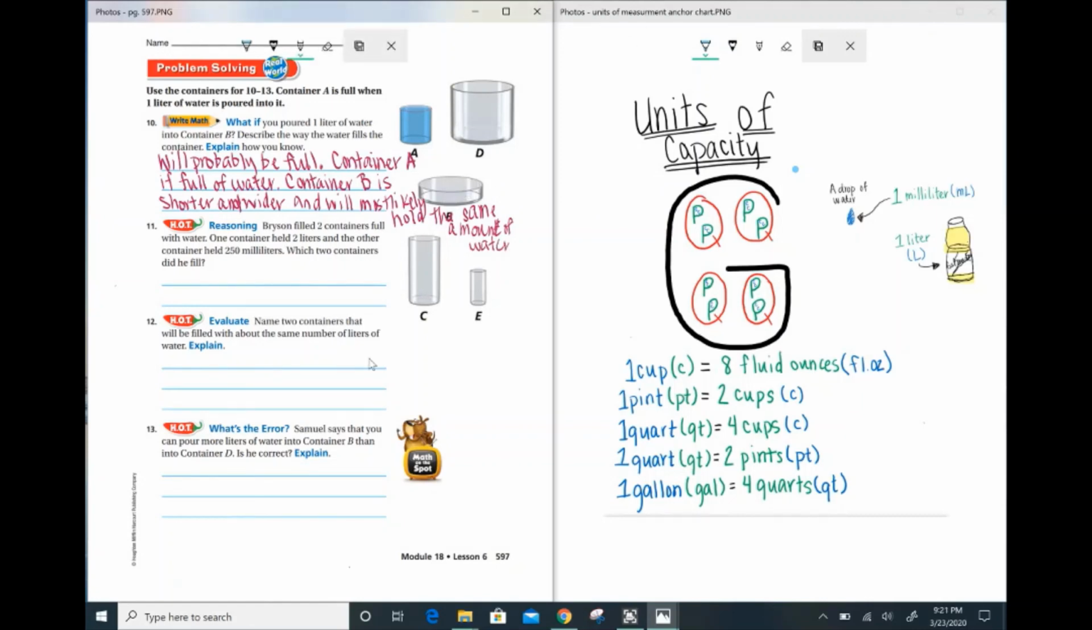Okay, boys and girls, you guys are going to go ahead and do 11, 12, and 13 by yourselves. If you have any questions, feel free to contact me.